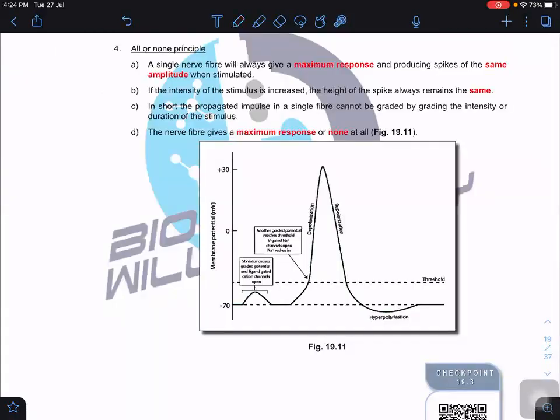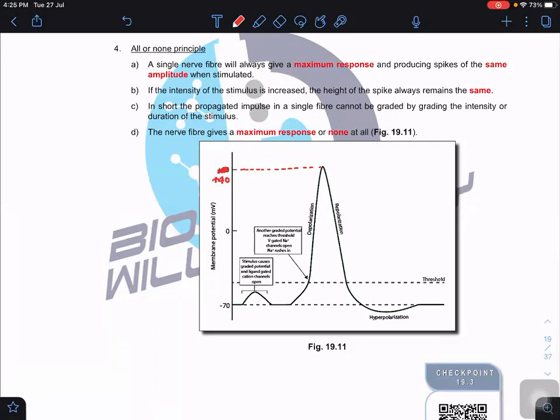Now, what is the all or none principle? The all or none principle states that no matter how strong the stimulus, whether I touch you or I slap you, the maximum peak that we can have will be positive 40. Are you clear? So here, please change the diagram. This one, change it to positive 40.